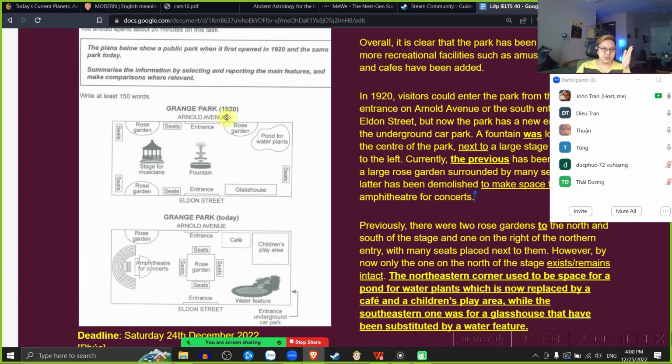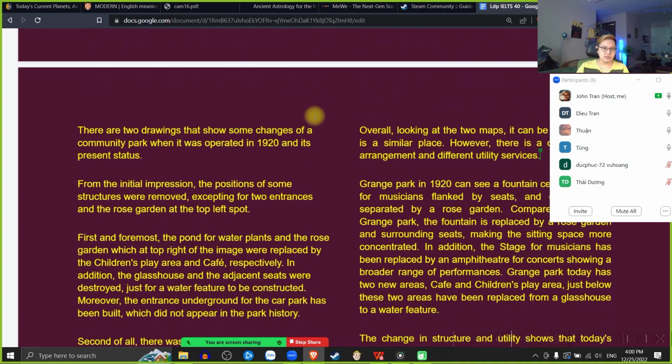Here, they just say 1920. Oh wait, it first opened, right? Okay, so it's true then. Nếu đề bài nó ghi nó first open là cái chữ này đúng rồi nè. It first open, okay, then it's true though. Okay.